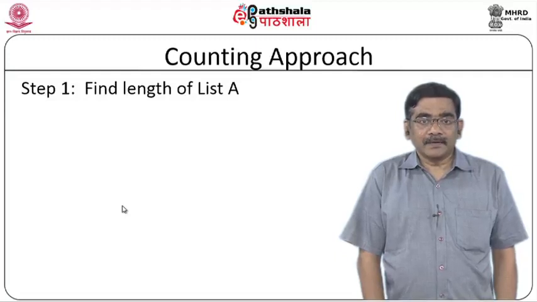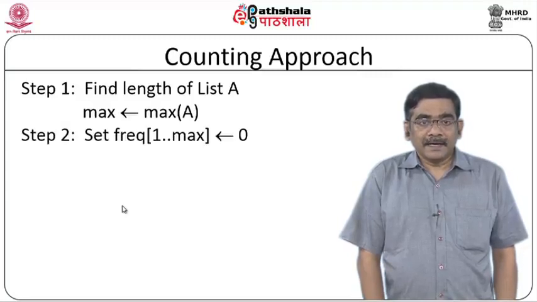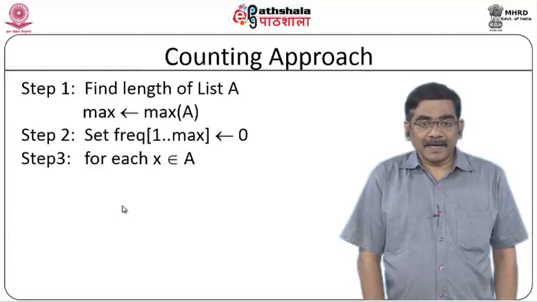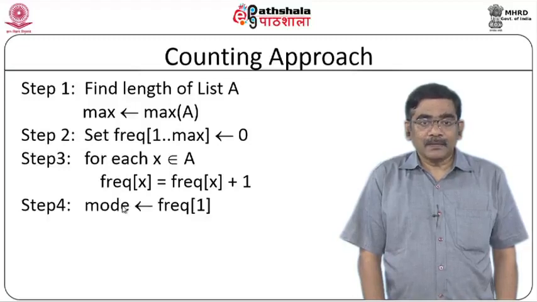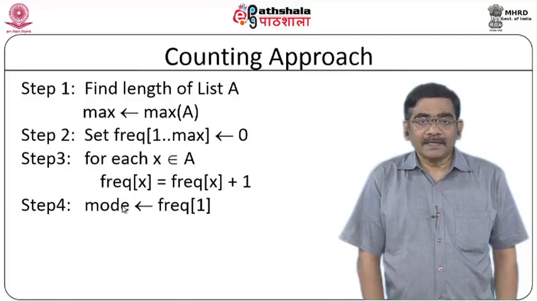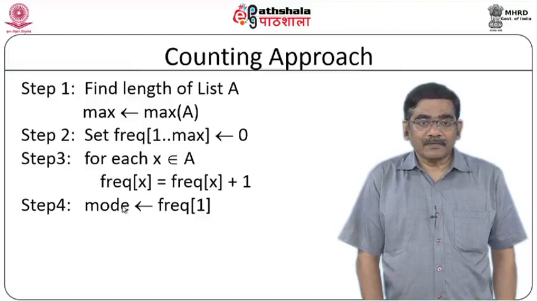You can see that the steps of this counting approach are like this. In step 1, we are going to find the length of the list A. So, we are finding the length and we are setting the frequency from 1 to max, and for each element I am traversing the entire list making a count. You can see that it is getting incremented, and once I have the frequency, then I have to find out the number that has got the maximum frequency.